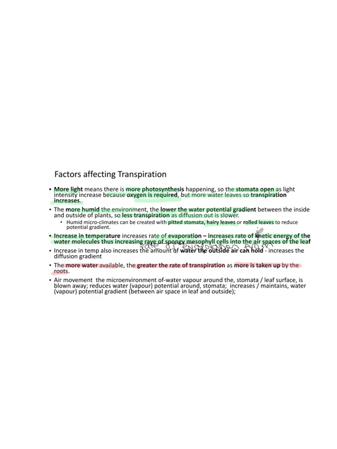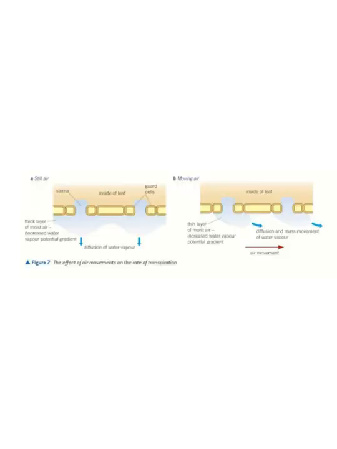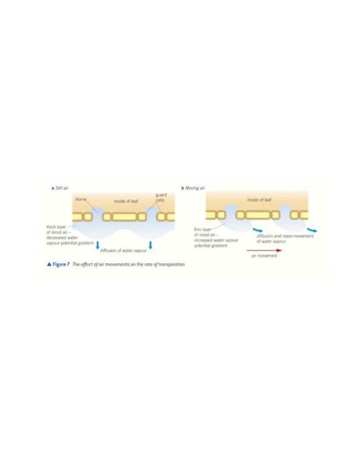So the microenvironment of water vapour around the stomata: there's this still microclimate of air around the leaf surface, and when it is blown away, this is going to reduce the water vapour potential around the stomata, which is going to increase the potential gradient. Okay, so we can see here there's a microclimate of still air around the stomata, which is decreasing the water vapour potential gradient. If a strong wind comes and interrupts that microclimate, the water potential gradient is going to be increased, thus the rate of transpiration will increase.